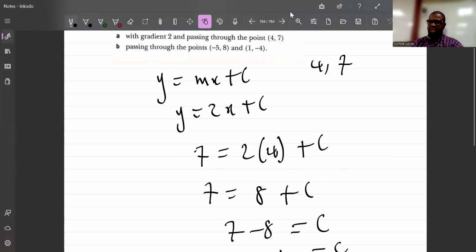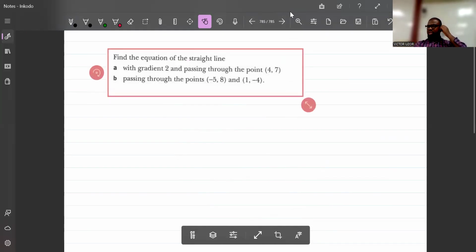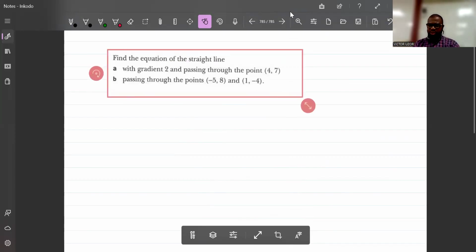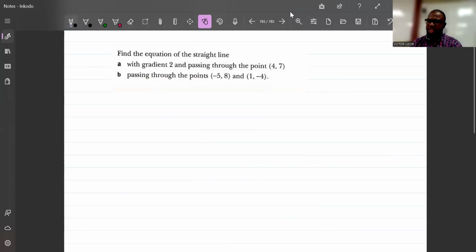Now let's look at the second question. In the second question, we are given 2 points and we are not given the gradient. So how do we solve that part? As usual, we use the formula I call the 1 point, 2 point formula. You can use the 2 point formula, or you can just find your gradient, which is y2 minus y1 all over x2 minus x1.